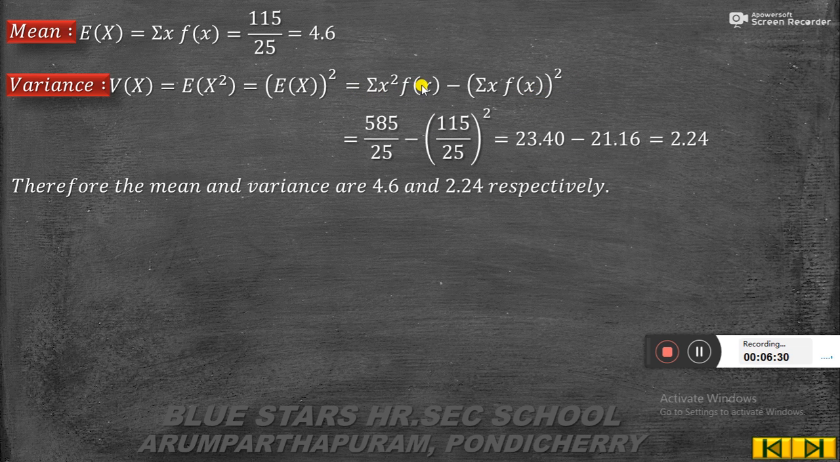So summation x square f of x is 585 by 25 minus summation x f of x, that means 115 by 25, whole square. So the answer is 23.40 minus 21.16, 2.24. This is the answer for variance. V of x equal to 2.24. Therefore the mean and the variance are 4.6 and 2.24 respectively.